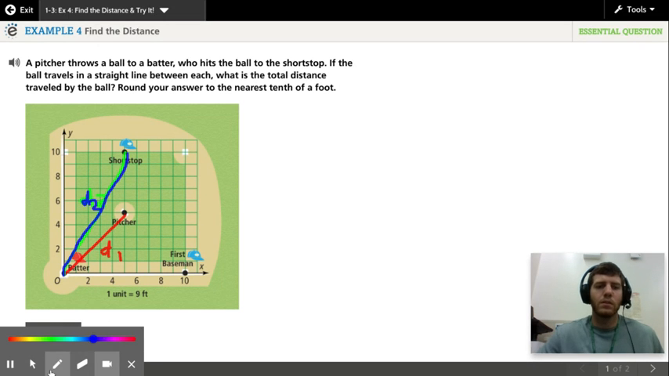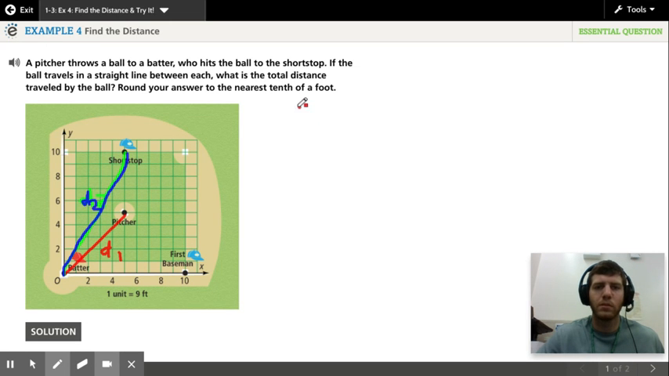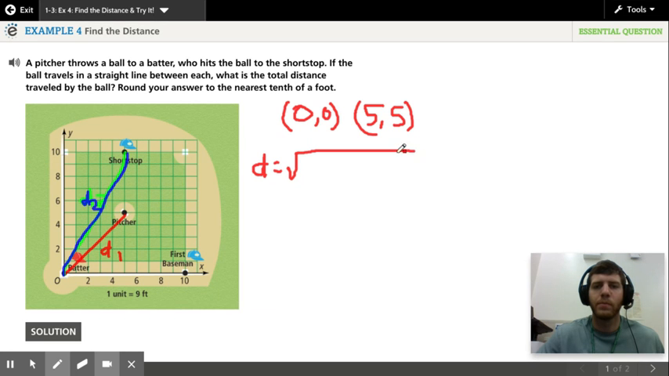So let's start with D1. We're looking for the distance between those points. So our 2 points here are going to be 0, 0. Right, that's where the batter is. And then our pitcher is at 5, 5. So those are our 2 coordinates. We're looking for the distance between them, so we use our distance formula. Right? Our distance formula was x2 minus x1 squared plus y2 minus y1 squared.